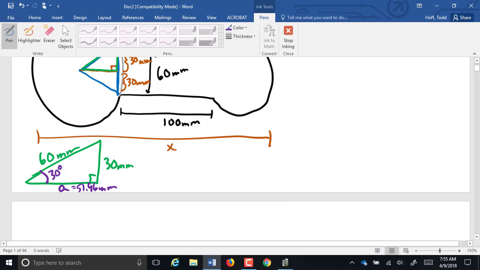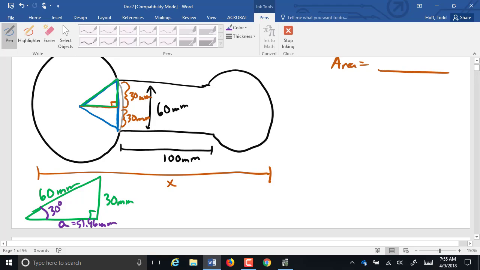So what'd you get for the angle? Yeah, 30 degrees. And then A is 51.96. So from here to here is 51.96. From here to here is 60, right? So we have half the picture. I want you guys on your own now. Do the same thing over here. Remember, those dimensions will be different.